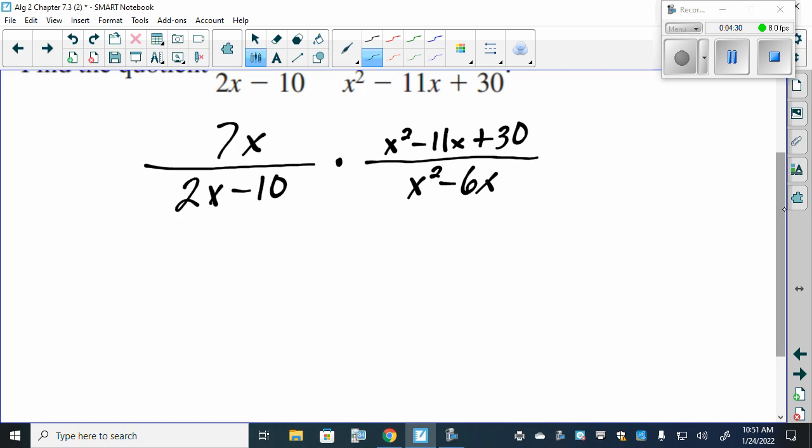Now, it is possible that you can do this all in one step: change it from division to multiplication, flip the second one, and factor everything all at once. But I would not advise it because, if you're doing so many things at once, it is very easy to flip a sign or lose track of a number, or not even flip the second one at all. So it's easier to change it from division to multiplication and flip it, first write that down, and then factor second.